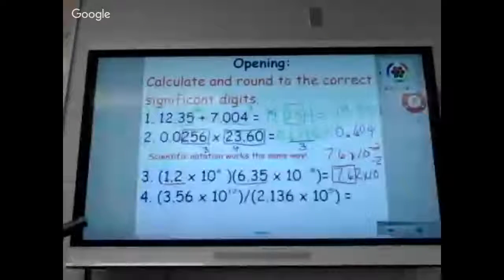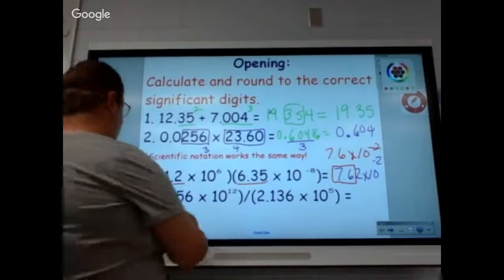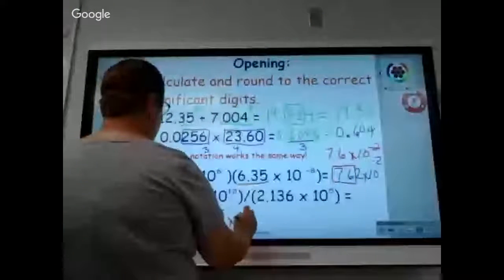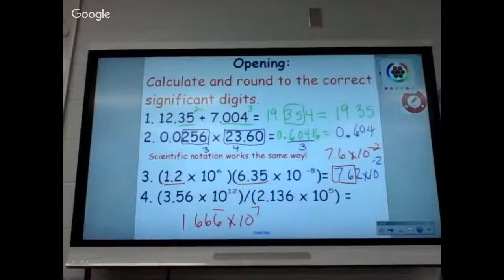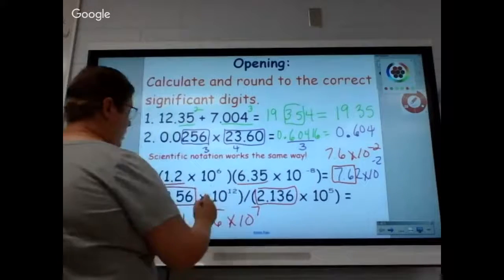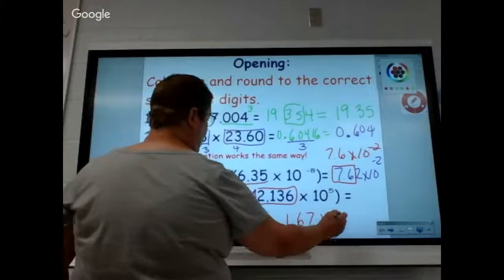The last one, 3.56 times 10 to the 12 divided by 2.136 times 10 to the 5. And I get 1.66, a whole bunch of 6s, so I'll just say they're repeating, times 10 to the 7th. All right, so if that's what I get, and I'm dividing, how many significant digits are here? How many are here? So I only want 3. So 1.67 times 10 to the 7th.